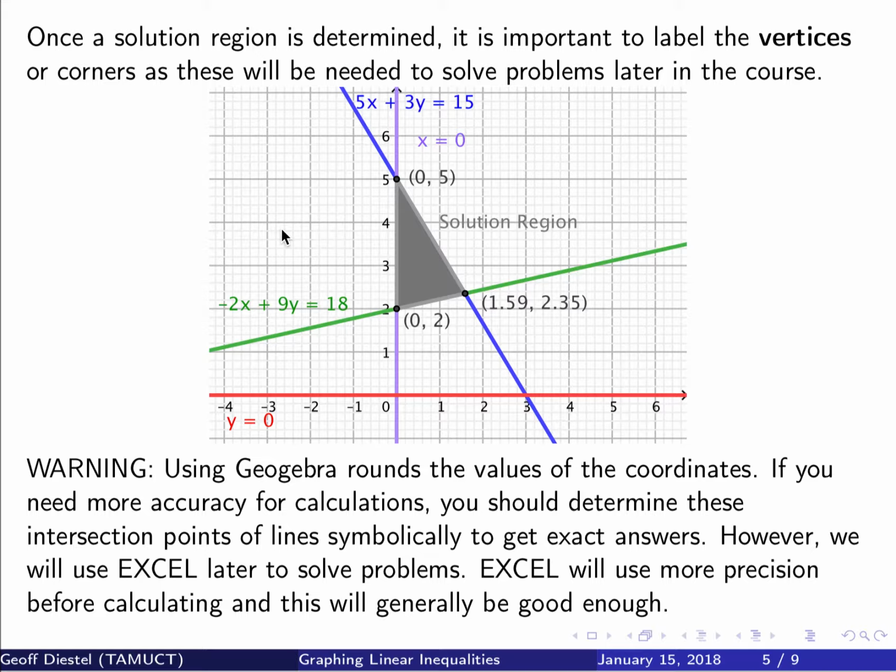Again, using GeoGebra, you can just plot the polygon, in this case a triangle. Once you have the other picture, I just added a triangle, and then I turned on the labels for the vertices' values, which just gives me the points (0, 5), (0, 2), and (1.59, 2.35). Just keep in mind that GeoGebra is not always going to give exact values. It's going to round to a couple decimal places. For presentation purposes, that's fine.